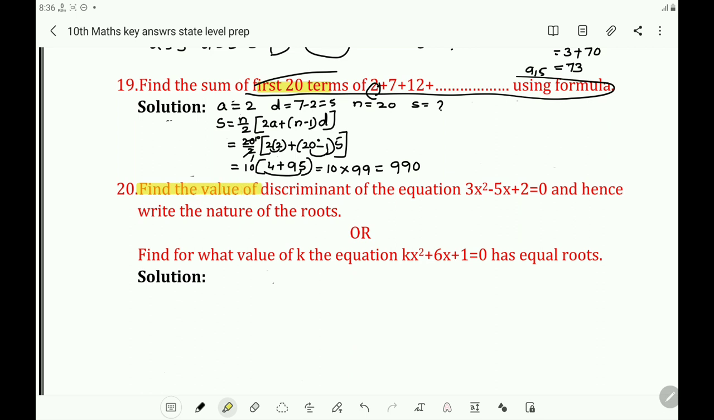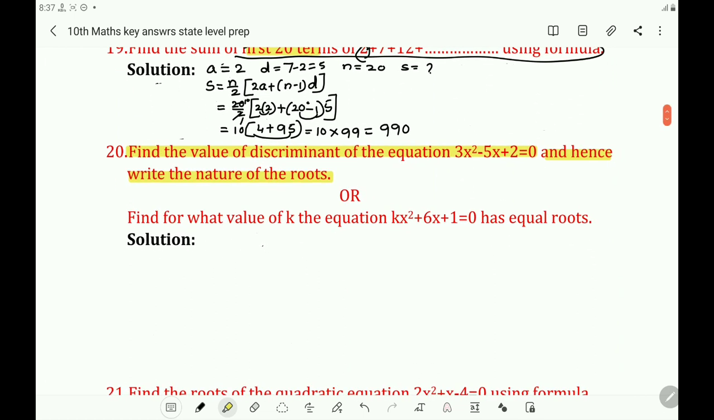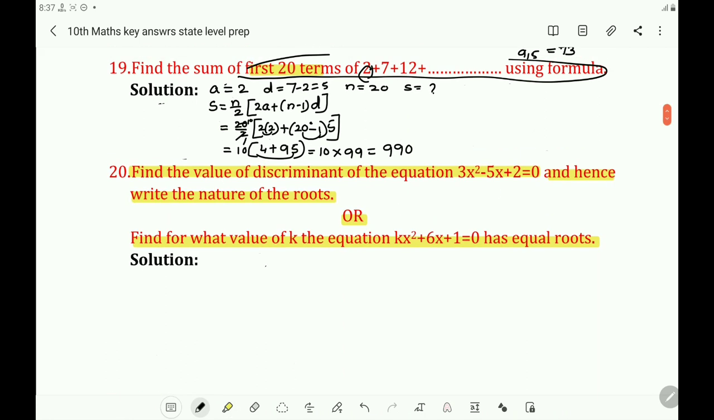Find the value of the discriminant of the equation 3x square minus 5x plus 2 equals 0, and hence write the nature of the roots. Or question is there, choice question. What is that? Find for what value of k the equation kx square plus 6x plus 1 equals 0 has equal roots. Now you take the first one. What is that? The given quadratic equation is 3x square minus 5x plus 2 equals 0.